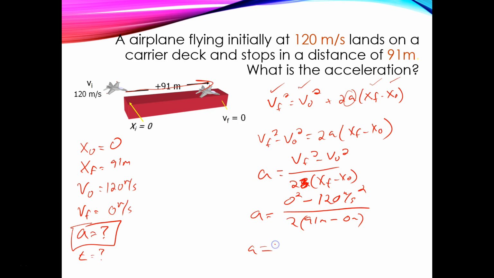If we plug this into our handy calculators, or if you really wanted to, you could do this in your head, we get an acceleration of negative 79.1 meters per second squared. And all this negative sign tells me is that my acceleration is pointing to the left, which makes sense because we're slowing down. If our velocity is pointing to the right, our acceleration should be pointing in the other direction.